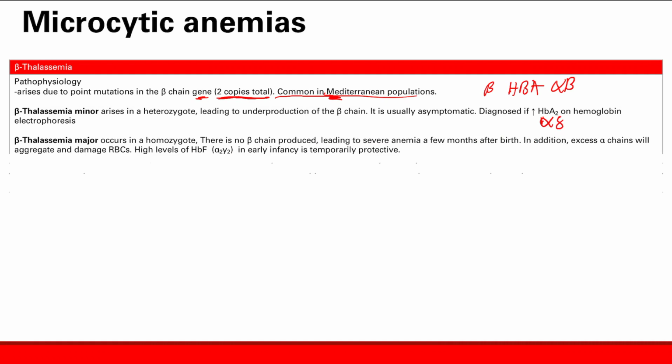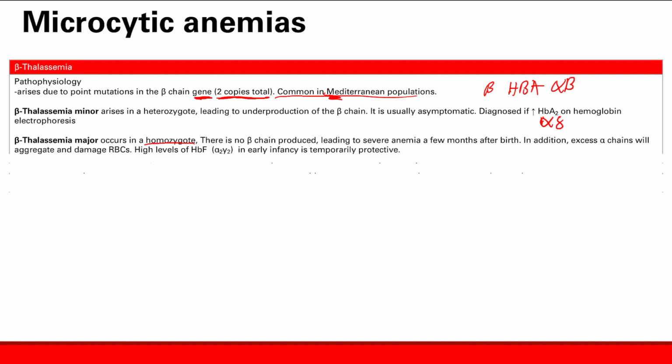Now you have beta thalassemia major. That occurs when you have mutations in both the genes. Each copy has a mutation. You have a homozygote, and there is no beta chain production. So you can get severe anemia a few months after birth. Because why would it be after birth a few months later?